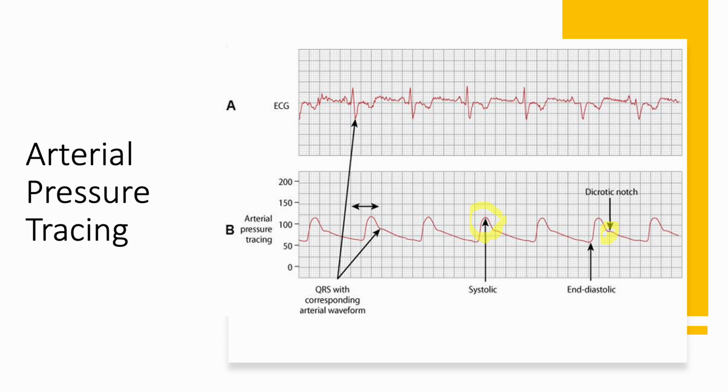The end diastolic phase is the lowest point on the waveform, representing the pressures in the artery when the heart is relaxed, as in diastole. You'll also notice the QRS complex on the ECG, representing ventricular depolarization.